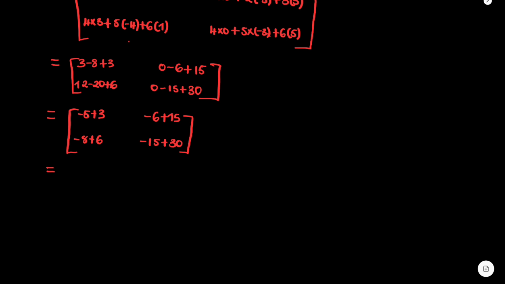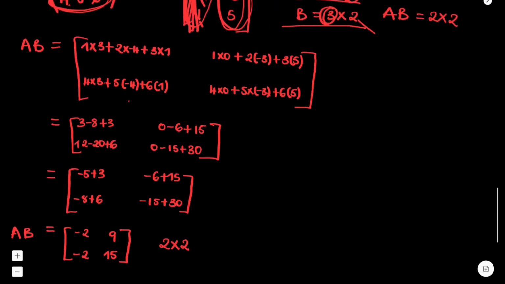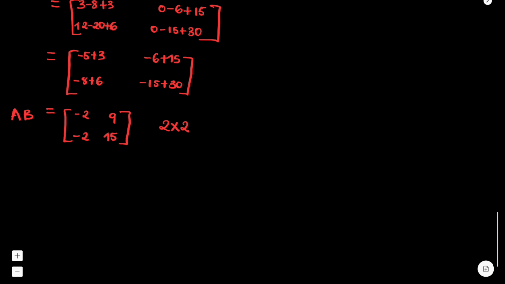So here we have minus 5 plus 3, which is minus 2. Minus 6 plus 15 is 9. Minus 8 plus 6 is minus 2. And minus 15 plus 30 is 15. So this is AB. Remember, as I said, our product must be of an order of 2 by 2. So this is a 2 by 2 matrix. That means our multiplication was on the right track.